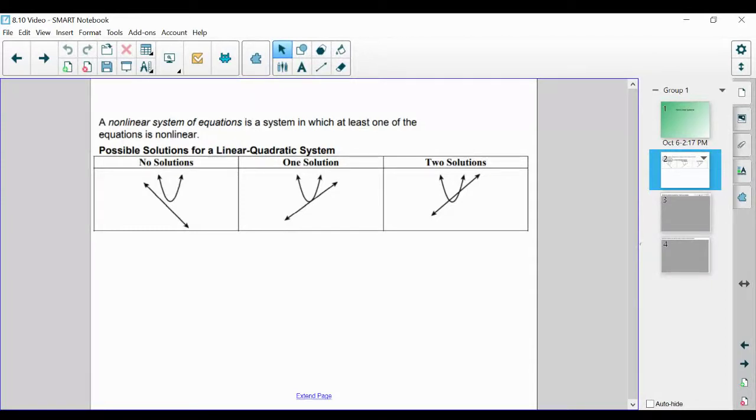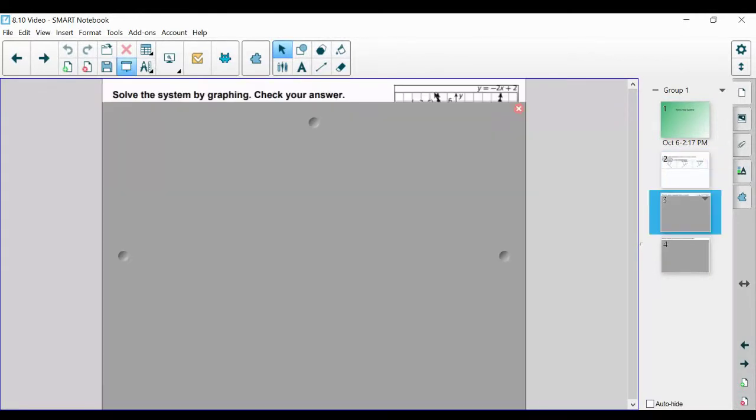Well, we don't have a point of intersection in that first example of no solution, so we don't have a solution. We could have a one solution system, which is when we're going to have our line and our parabola intersect at only one point, or we can have a two solution system, which is where our parabola and line are going to intersect twice.